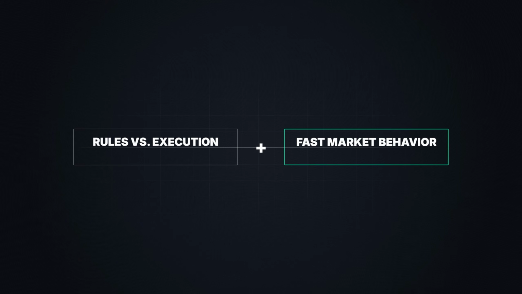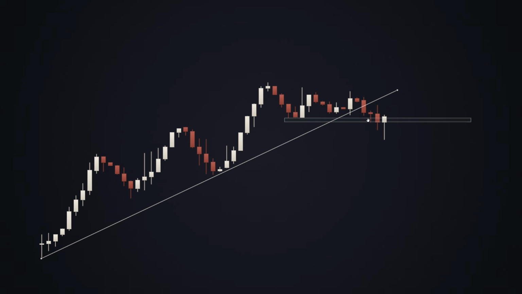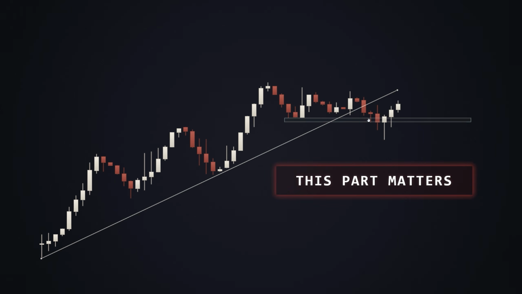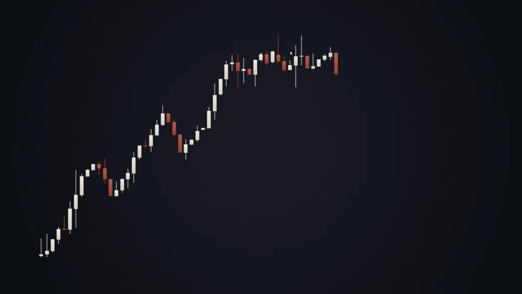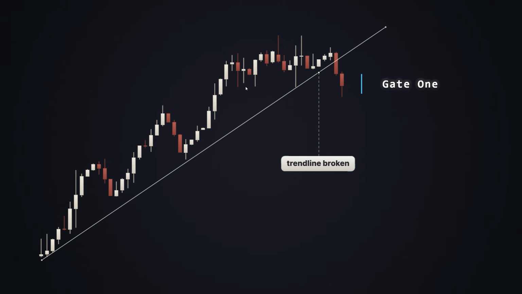Okay, the rule gives you the entry gate. It does not show you how the setup behaves when real candles start moving fast. That is the part that matters. We are on NAS 100, 5-minute. Price is pulling back after a strong push down. I draw the rising pullback trend line under the candles. That is gate 1. I also mark the last clear support level. That is gate 2. Now price starts moving down.